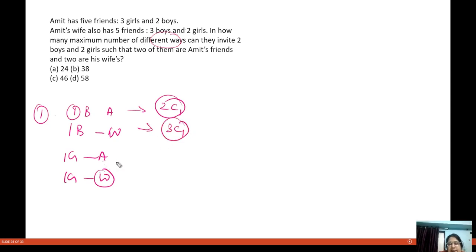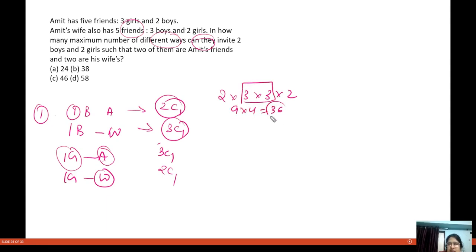Okay. Then let us consider the girls condition. So one girl from Amit. There are three girls, so you can invite in 3C1 ways. And there are two girls here, so you can invite them in 2C1 ways. So basically 2 into 3 into 3 into 2. So what is this? 9 into 4, so that is 36. Okay. Now let us look at the next condition.